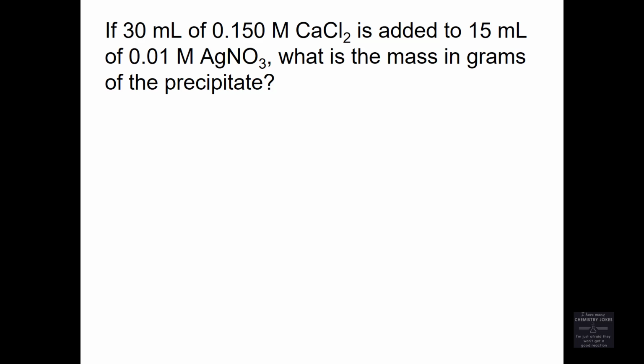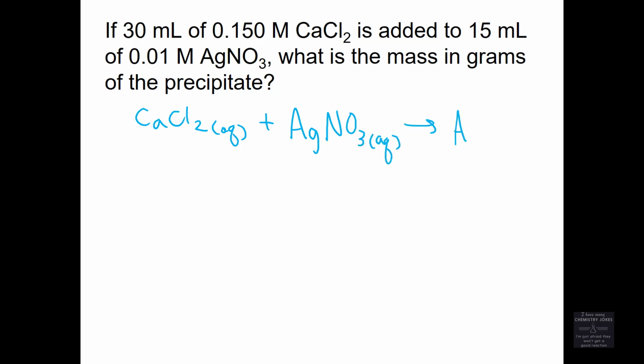If 30 milliliters of this stuff is added to 15 milliliters of that stuff, what's the mass in grams of the precipitate? Again, this is a courteous problem that tells you it's a precipitation reaction, but you need to be agile enough to know calcium chloride is an aqueous soluble salt, and silver nitrate is also an aqueous soluble salt. But when they do a little do-si-do switching partners, that makes an insoluble exception, silver chloride, and calcium nitrate as a soluble salt.